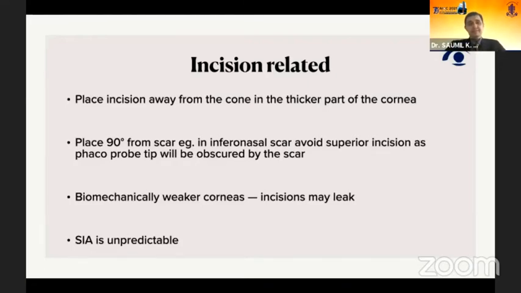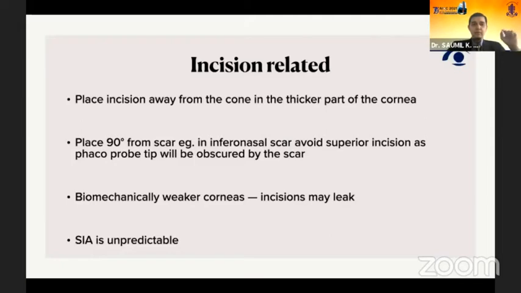Also, if there is scarring in advanced cases, it's a good idea to place the incision 90 degrees from the scar rather than 180 degrees, because if you place it 180 degrees, you will tend to have the phaco tip going towards or beneath the scar. So it'll be obscured and the visibility will be an issue. So place the incision 90 degrees away from the scar rather than 180 degrees.